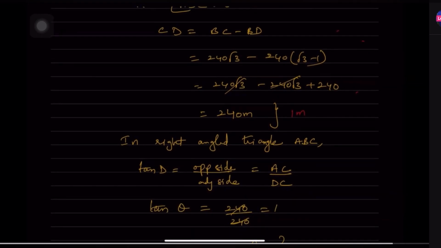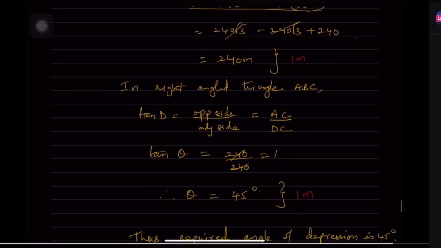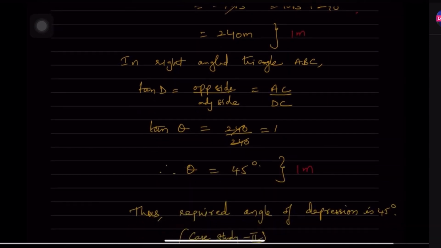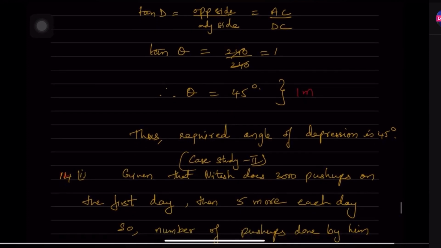So in right triangle ABC you are having tan D is equal to opposite side by adjacent side, that is AC by DC. So tan theta is equal to 240 by 240, which is equal to 1. Therefore theta is equal to 45 degrees. Thus the required angle of depression is 45 degrees.